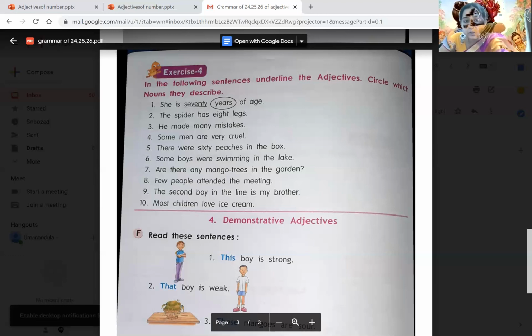In the next topic, I will tell you the other types of adjectives, children. Hope you had a clear idea about adjectives of quantity and adjectives of number. Okay, so please try to write the answers in the textbook part. Any doubt you have, please message me. I will be clearing your doubts.